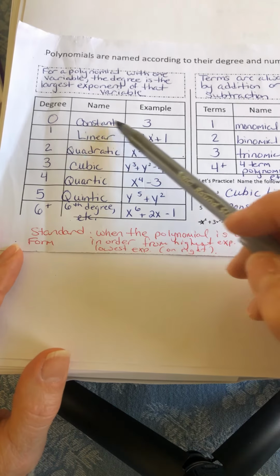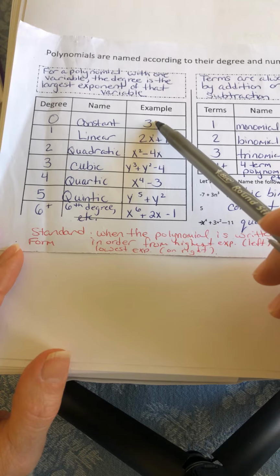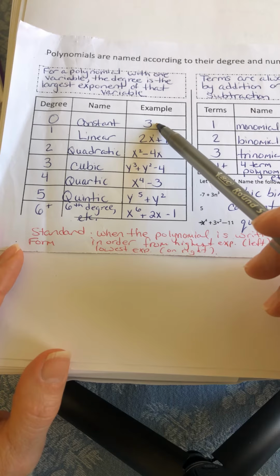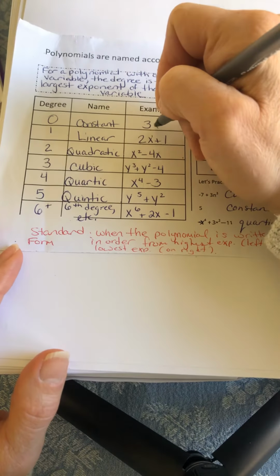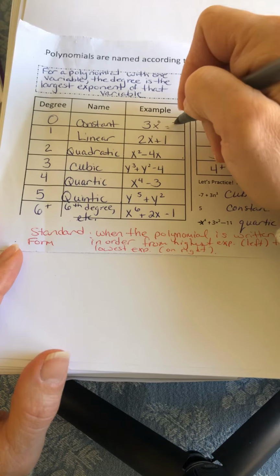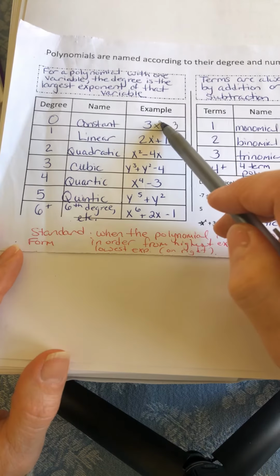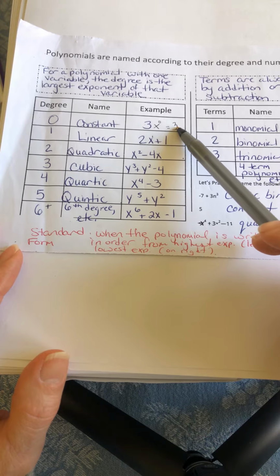So you might be wondering, what degree is this? Because I don't have a variable here, really I could think about this as 3x to the power of 0, which is just 3. This has a degree of 0. We call that a constant. Remember that a constant doesn't change.